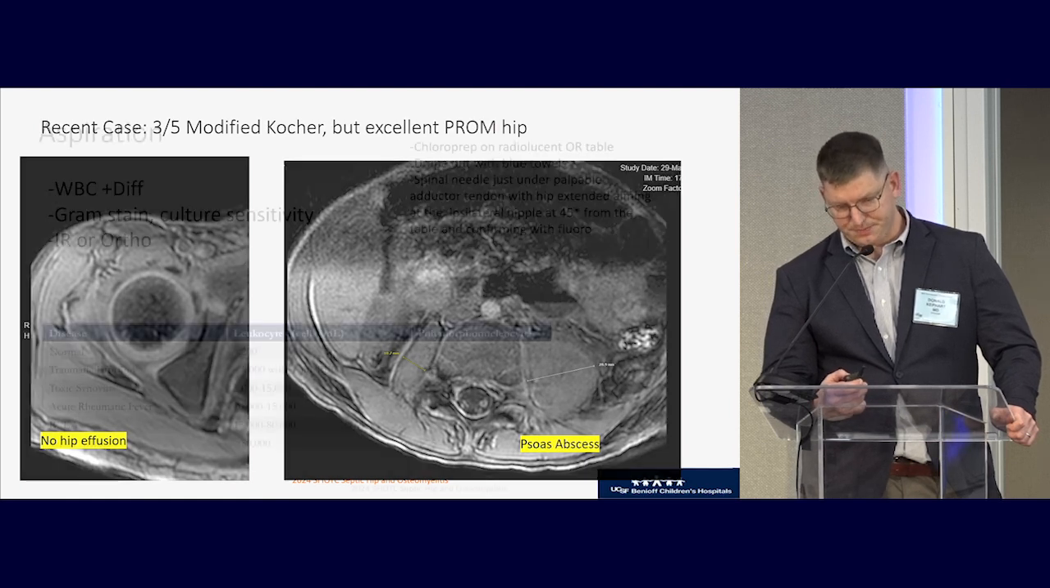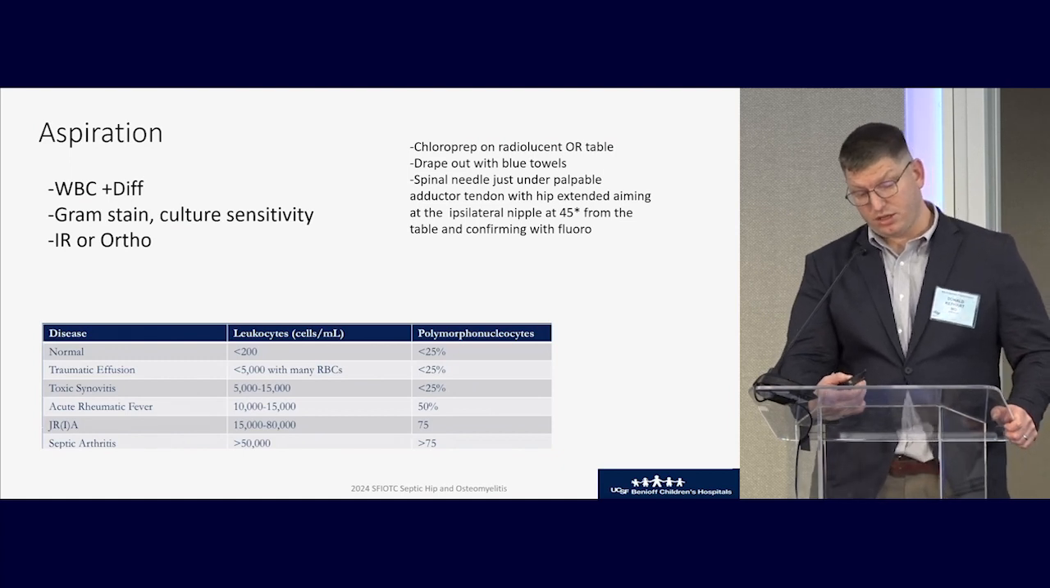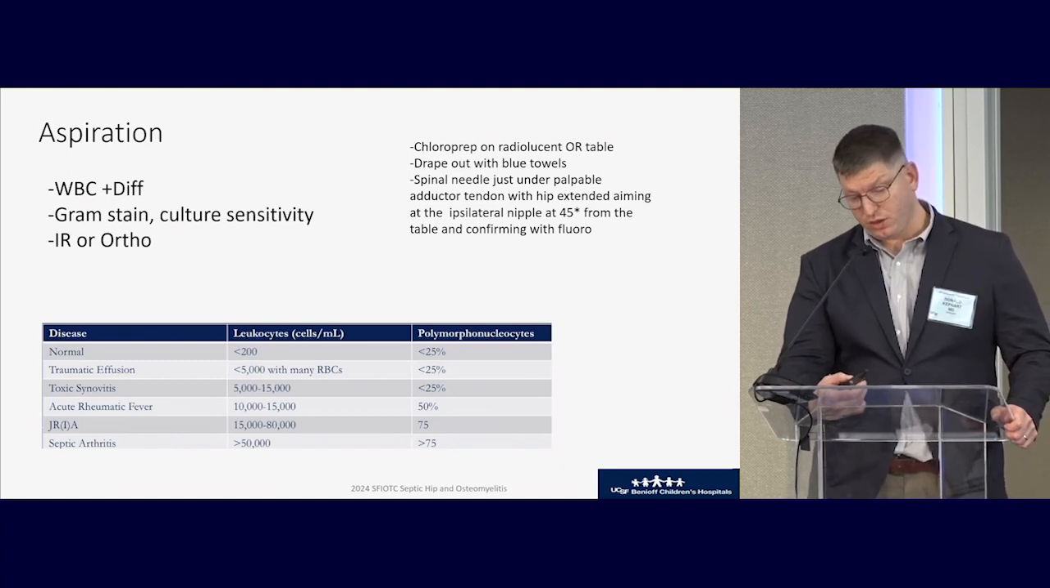On an aspiration, you want to look at the white blood cell count plus differential, Gram stain, and culture and sensitivity. It can be done with IR or ortho, whatever your institutional preference is. Looking for greater than 50,000 white cells to indicate a septic arthritis.